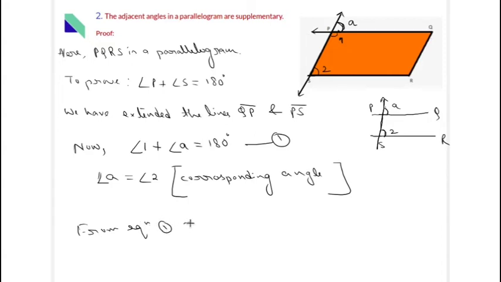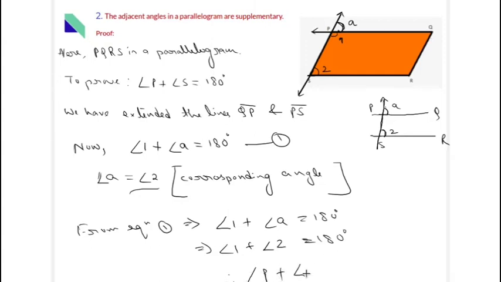So now in equation 1, what can we do? What was equation 1? First of all, angle 1 plus angle A equals 180 degrees. So in place of angle A, we can put angle 2 because angle A and angle 2 are equal. This equals 180 degrees. So in place of angle 1 and angle 2, we can write angle P plus angle S is equal to 180 degrees, because we have just renamed angle P and angle S as angle 1 and angle 2 to make it simple.